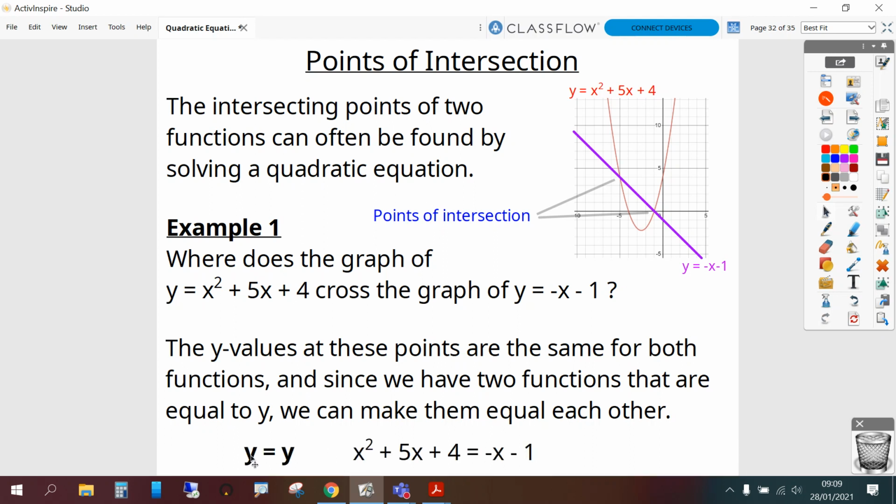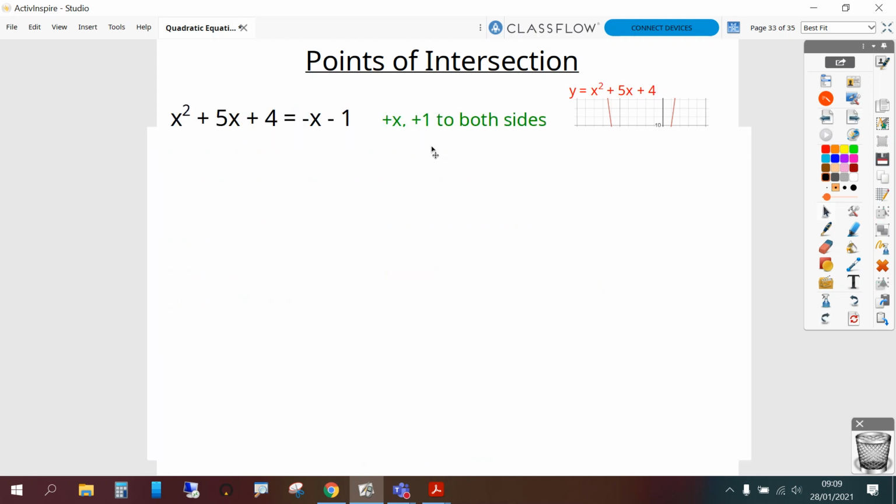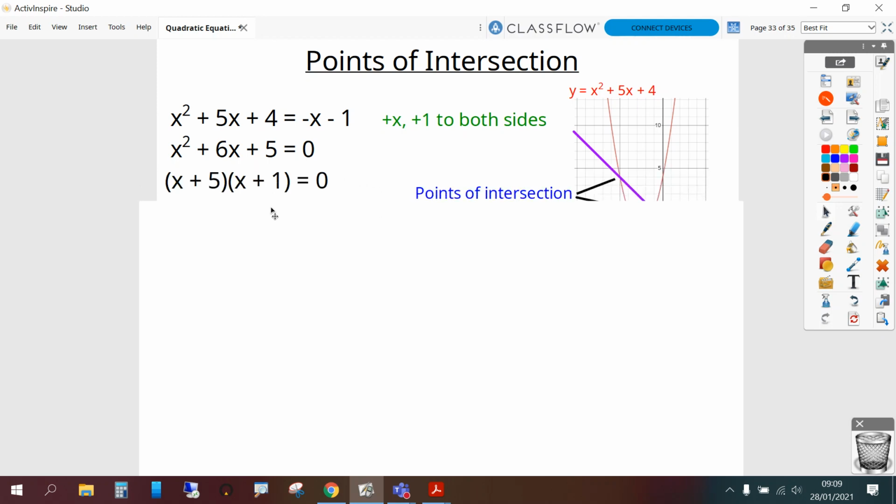So we say the y equal to the y, which means x squared plus 5x plus 4 is equal to negative x, take away 1. Now, that's a quadratic equation because we've got a squared x in it, and we need to always solve a quadratic equation by making the right hand side equal to 0. So here we need to add x and add 1 to both sides. Now we've got it equal to 0. Then we need to factorise, and solving that, we get x equals negative 5 and x equals negative 1.